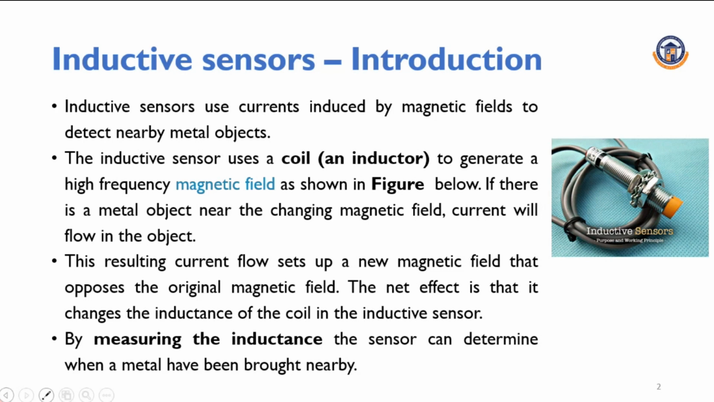That makes some signal changes, or we can say an inductance change in that coil. By measuring the level of inductance in that coil, we can measure the type of material and also the distance of the metal present near the sensor. Let's have a cross-sectional view of the sensor, and then we will go through its operation.